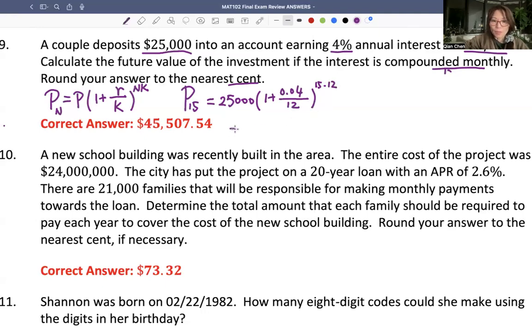So we simplify a little bit. We get 25,000 times 0.04 divided by 12. We can simplify this to 0.01 divided by 3. Of course you can use a calculator, but I'm not able to use one because my computer is doing this, and my cell phone doesn't have a scientific calculator. But I can simplify a little bit.